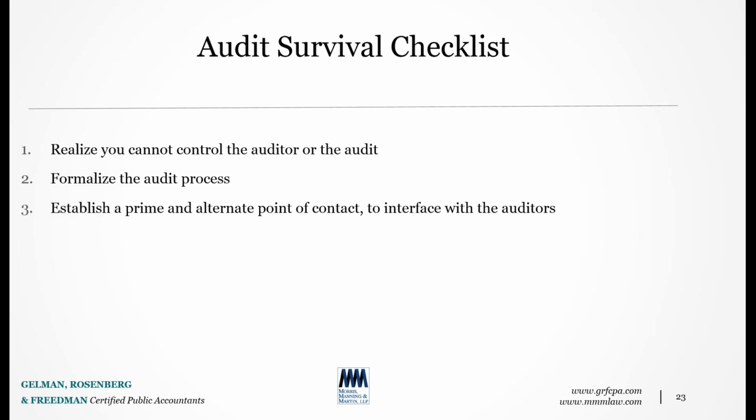Another suggestion is establishing a prime and alternate point of contact to interface with the auditors. It should be hopefully one person. Otherwise, you've got people saying a different story, and that really gets in the way. So the person that you feel is most knowledgeable. Yeah, we agree. You should establish your audit team and limit contact to them, because otherwise, just like you said, we run into different stories, and you'll have the auditor contacting someone that you would prefer them not to. So establish your audit team and limit contact to them.